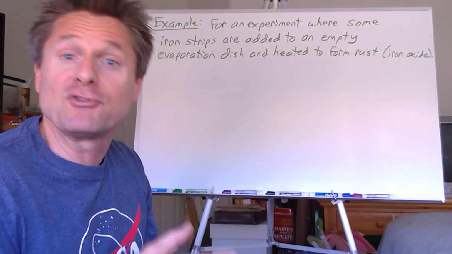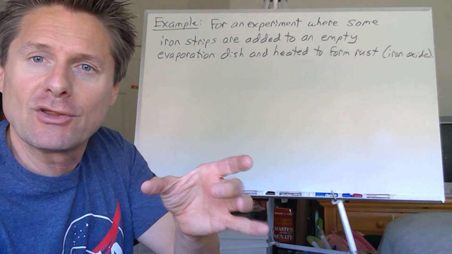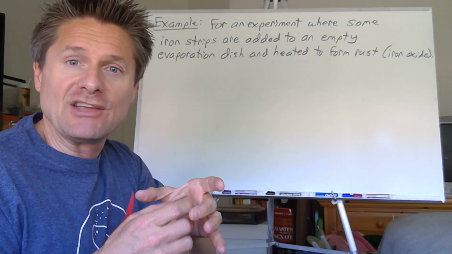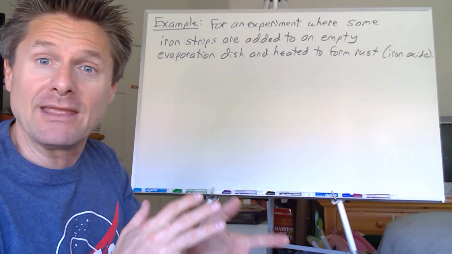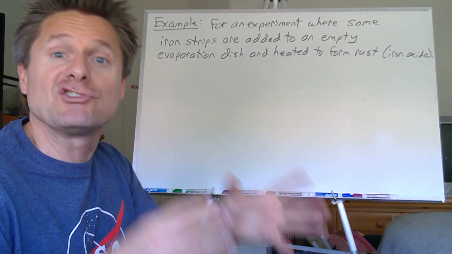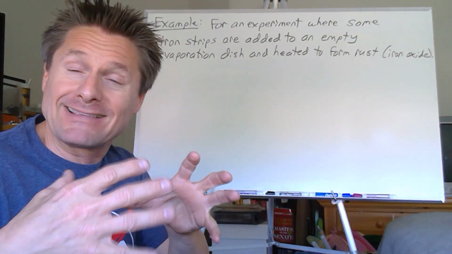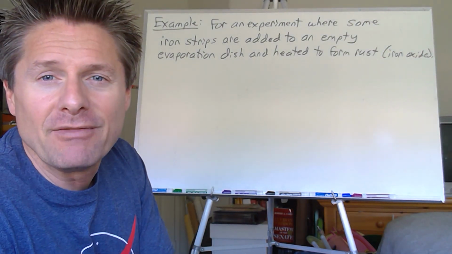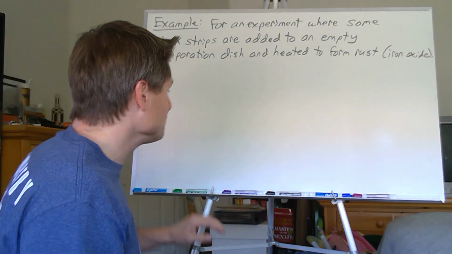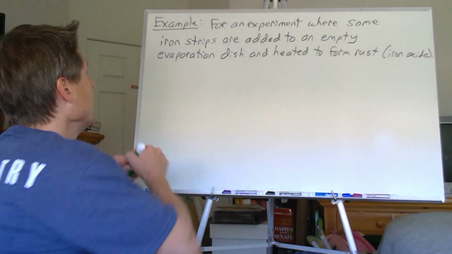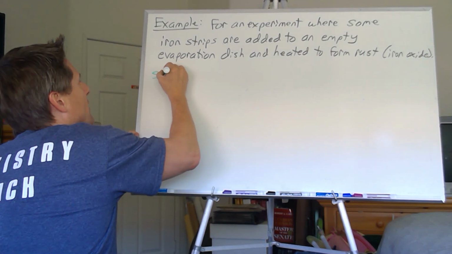Let it cool down to room temperature, weigh it again. So that's the mass of the evaporation dish plus the rust, the iron oxide. So we can subtract the empty evaporation dish from the mass at the end to get the mass of the iron oxide or the rust. So lots of things we could calculate from that. Well, let's do step one. Let's list up all the measurements.